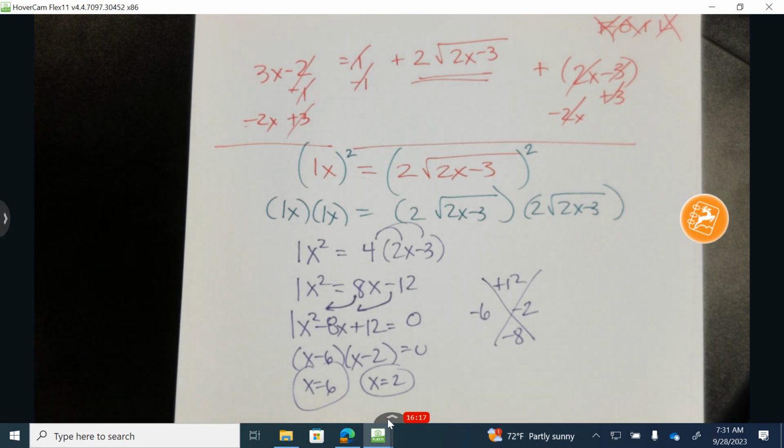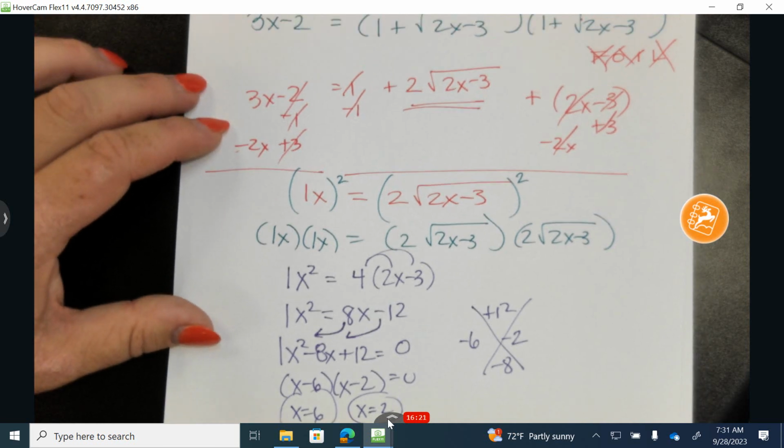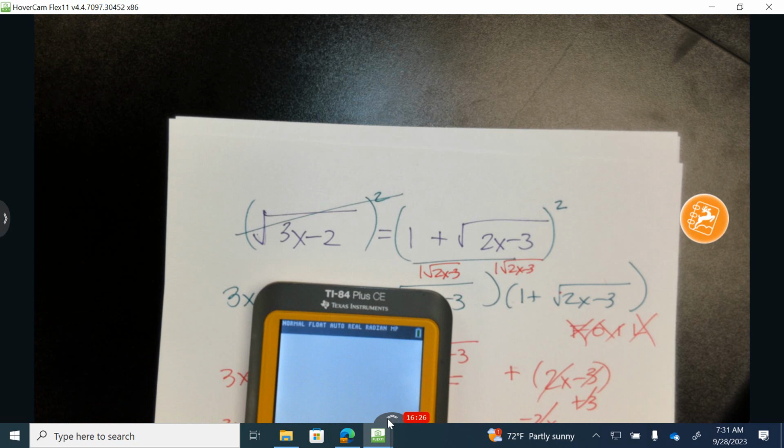Then grab your graphing calculator. Let's go up to the very beginning. Are you ready? Here we go. So I'm going to plug in, you said the answers were 6 and 2 when we solved. So square root, I'm going to try 6 first. There's 6 minus 2. That's my left-hand side. And now I'm going to try my right-hand side. Again, I'm plugging in 6 right now, and I'm testing 6.